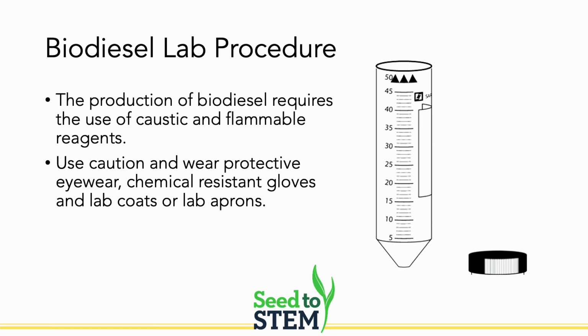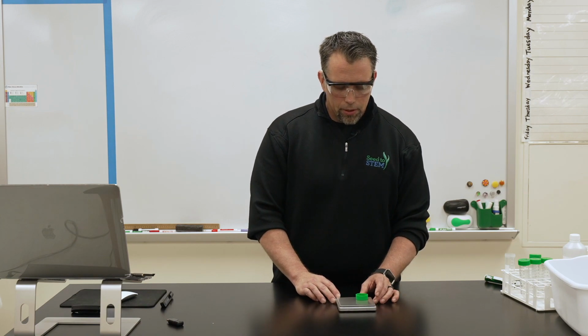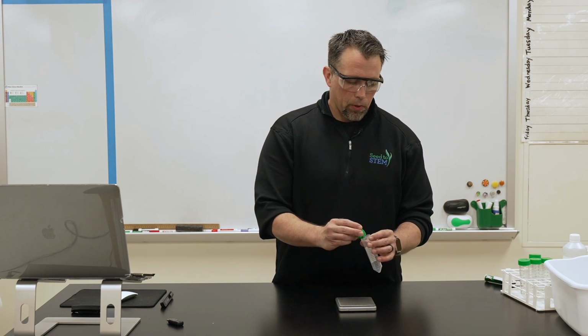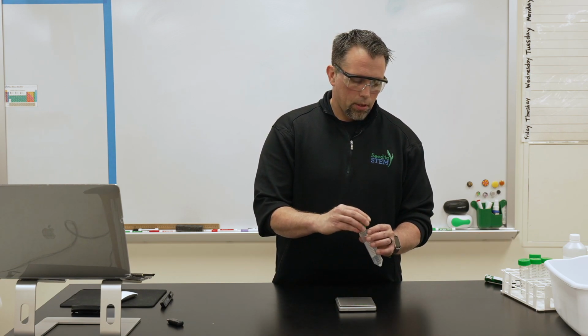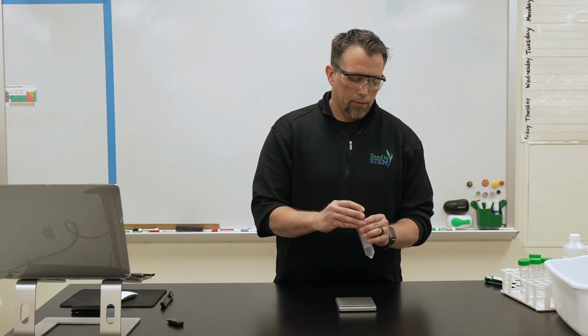So first thing we're going to do is produce our catalyst. We're going to get between 0.2 and 0.3 grams of potassium hydroxide, and I had that weighed out here already. One of the pellets of potassium hydroxide is about 0.1 grams. This was exactly 0.3 grams. So we'll go ahead and add that to our centrifuge tube.